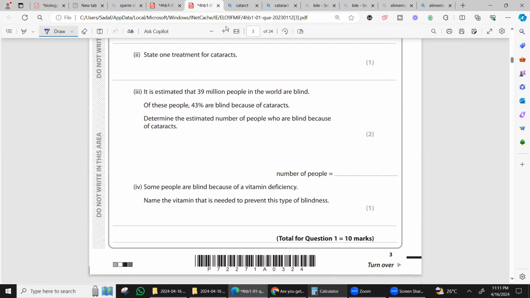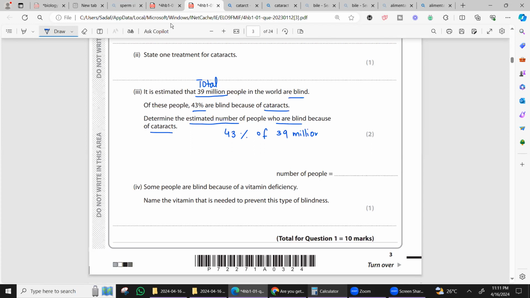Question number 3. It is estimated that 39 million people in the world are blind. So this is the total number. And it is saying that of these people, 43% are blind because of cataract. Determine the estimated number of people who are blind because of cataract. So we are going to find out 43% of 39 million.